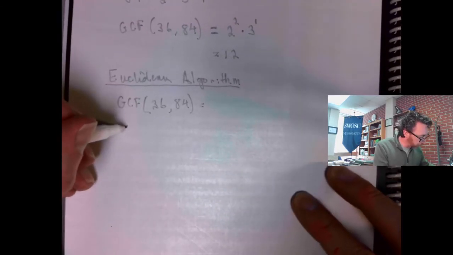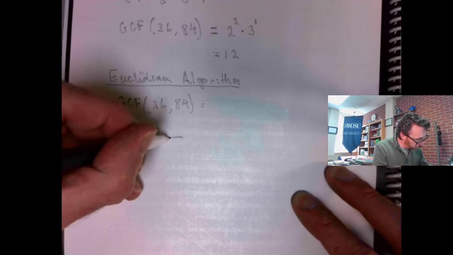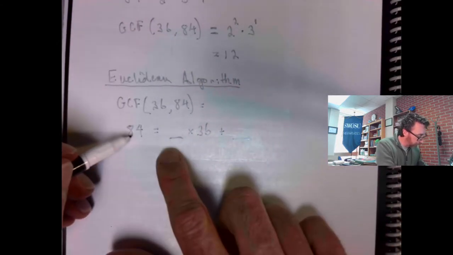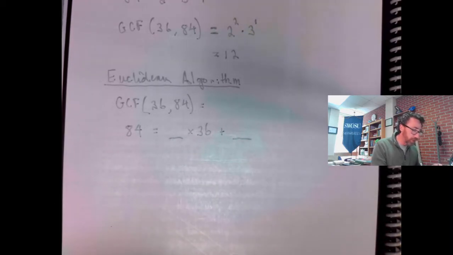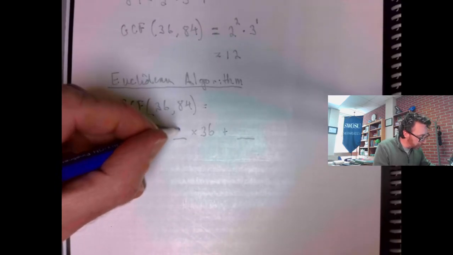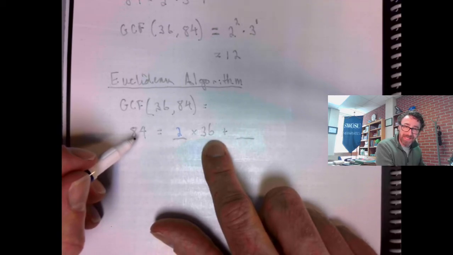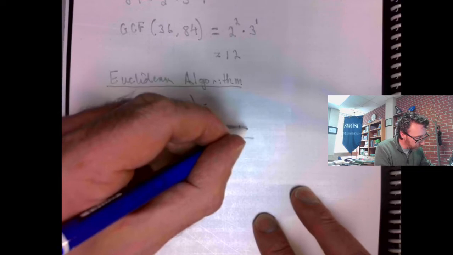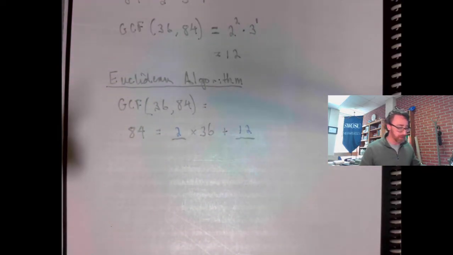So let's look at this. So we're going to fill in some blanks here. 84 equals blank times 36 plus blank. What times 36 plus what? Well, this is the quotient and the remainder, okay? So pretty easy to see that 2 times 36, that's 72. That's as close as I can get without going over. The quotient is 2, and the remainder is 12, okay? So 84 equals 2 times 36 plus 12.